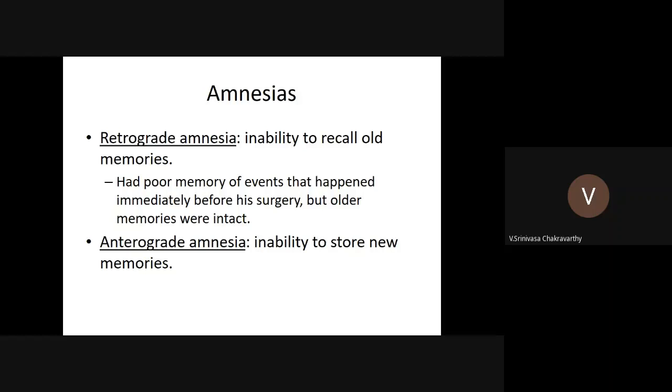There are two kinds of amnesias. He had both kinds of amnesias. One is retrograde amnesia, that is inability to recall old memories. These memories have already formed long ago, but he has trouble recalling them. Secondly, inability to store new memories. He cannot make new memories, right?